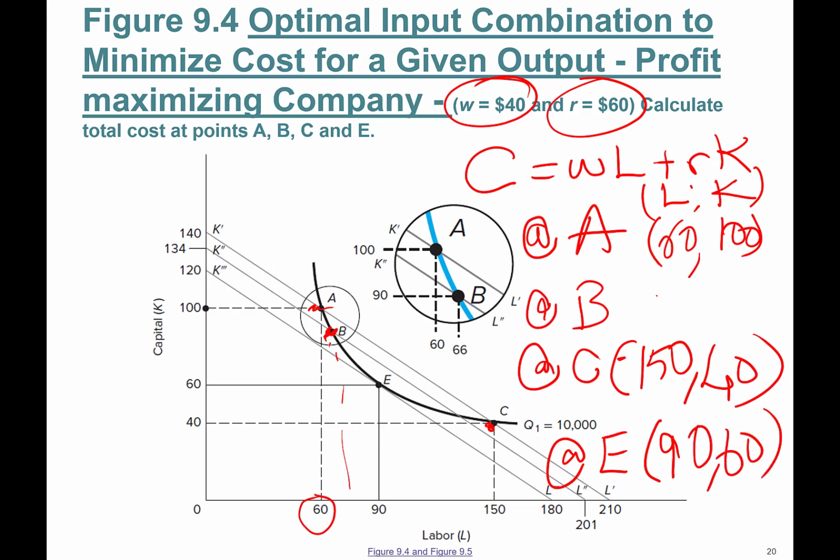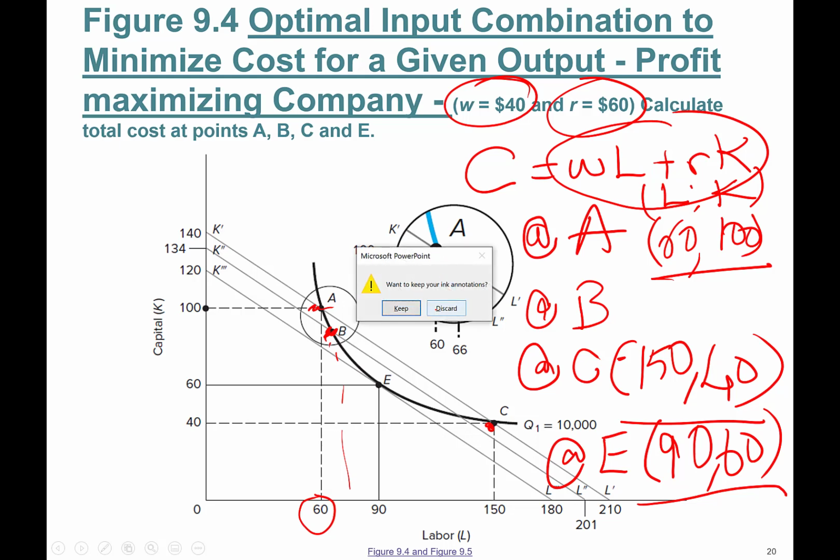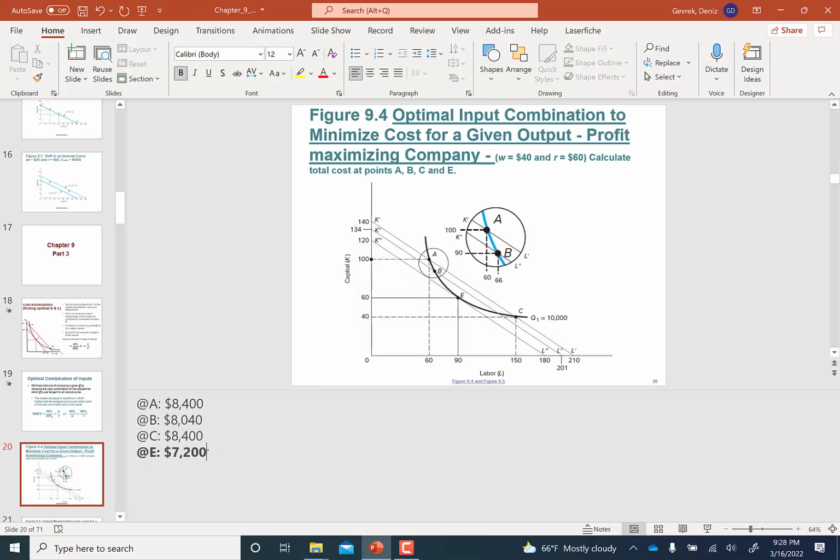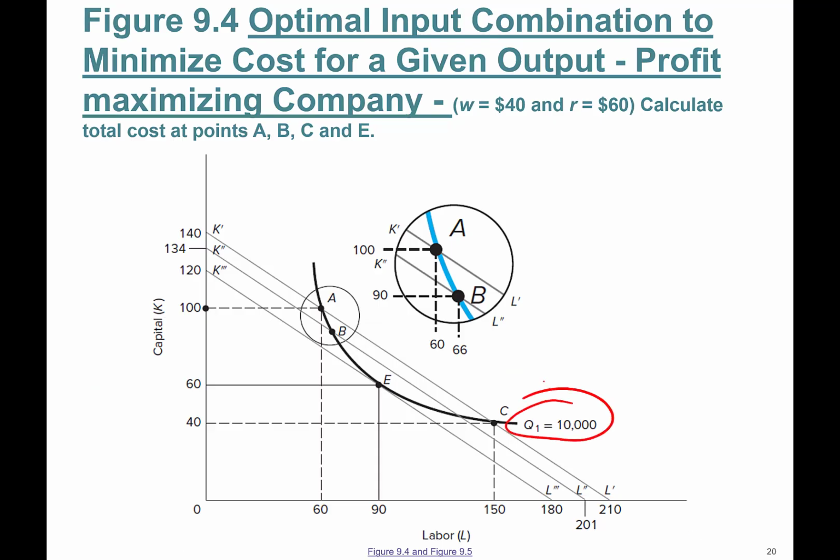So let's go ahead and calculate the total cost for all these points, and for wage rate 40 and rental rate 60. So I'm going to show you something real quick. If you go ahead and calculate, what you'll find, right? But please do that. What you'll find is point E has the lowest cost for this level of output. So by definition, right, isoquant, we're finding the isocost that's tangent to it, and point E only at one point.